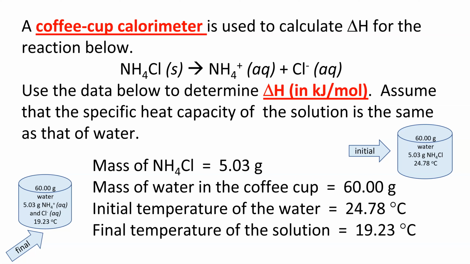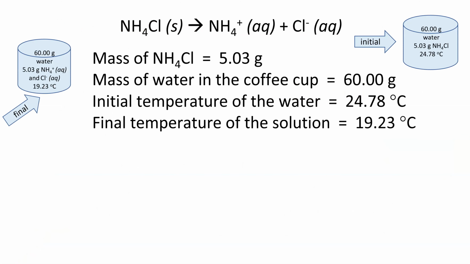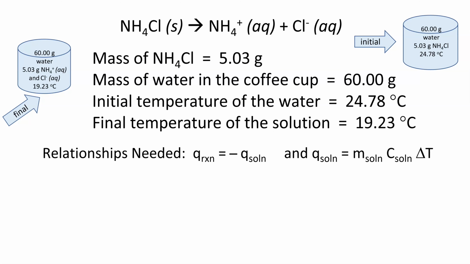So let's put all that together. Here's a reminder of our picture and our data and our reaction. And now we can work with the relationships that we need. Well, it's the same first relationship that happens all the time in calorimetry. What our system gains or loses, the surroundings lose or gain. They're going to be equal, but with opposite signs.